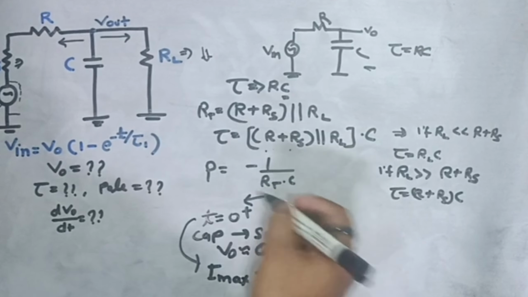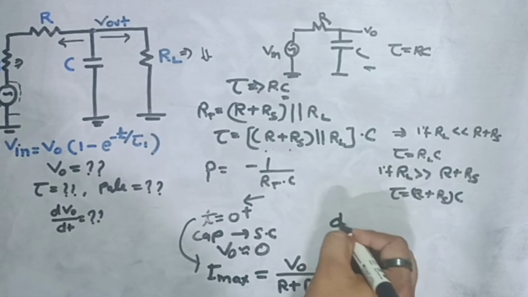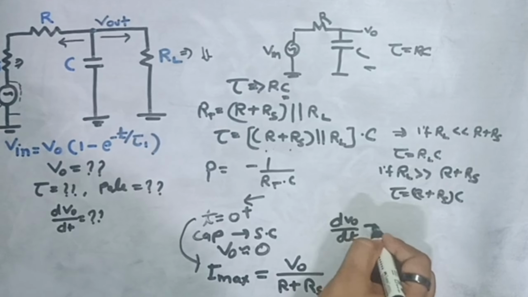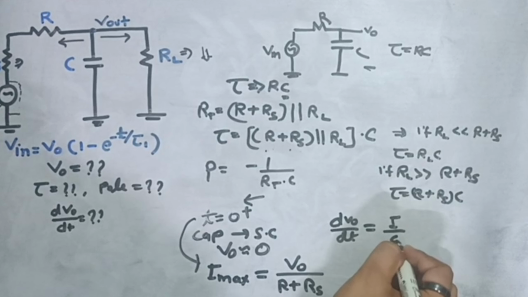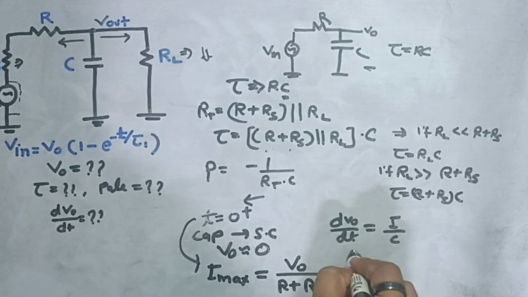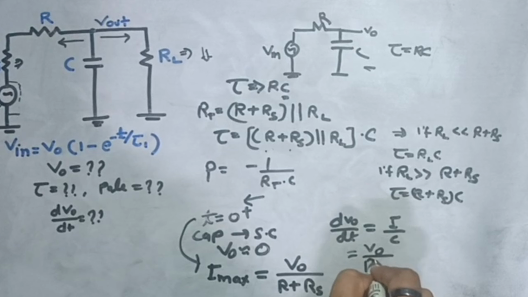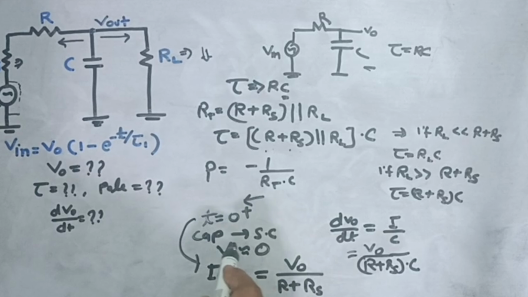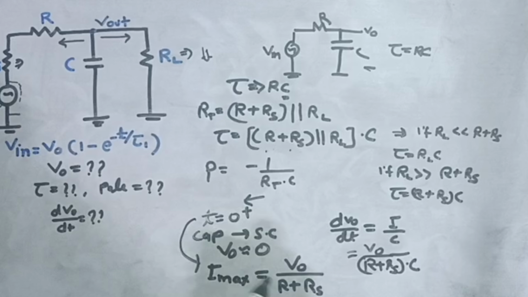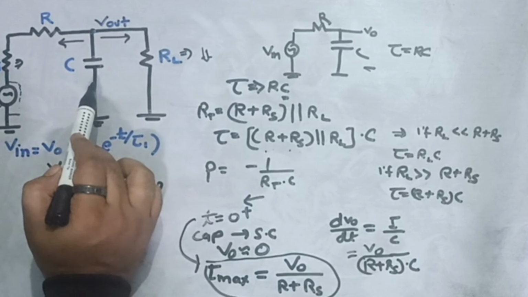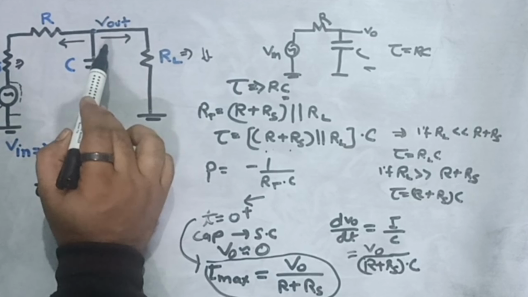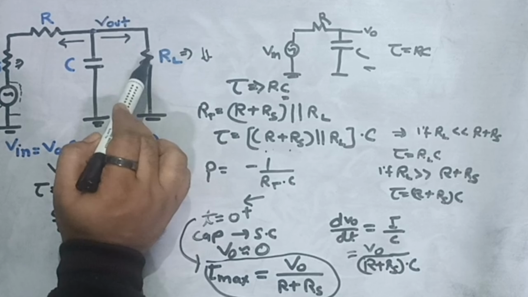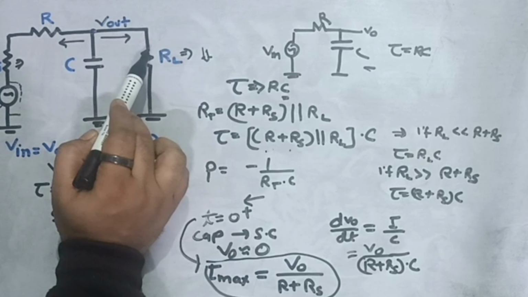Now we know the output charging rate dV naught upon dt depends on I upon C value. That means if I put this I value here, slew rate will depend on this parameter V naught upon R plus Rs into C. So if you see from this expression, at t equal to 0 plus time, entire current which is available to us will go into the capacitor and it will be used to charge the capacitor, whereas small leakage current will go into this load resistance which will be dissipated in the form of heat.